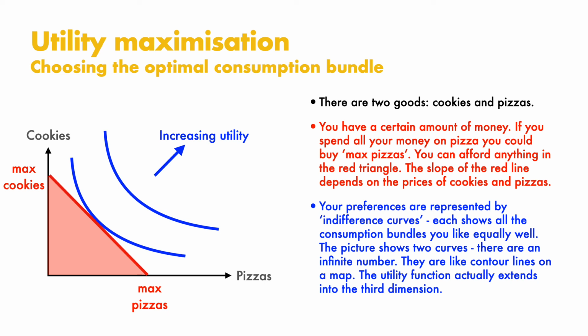It's the one that just touches the budget line. Any indifference curve that is higher than this one, you cannot afford. So the optimal bundle is the quantity of cookies and pizzas where you reach the highest possible indifference curve.